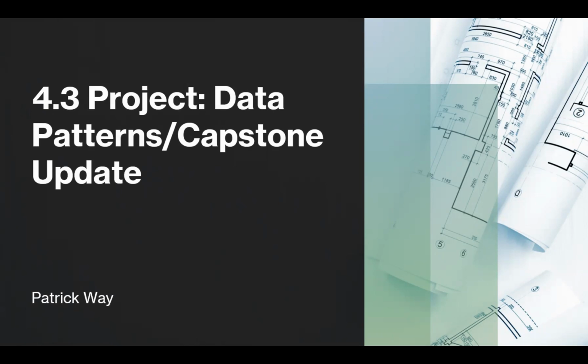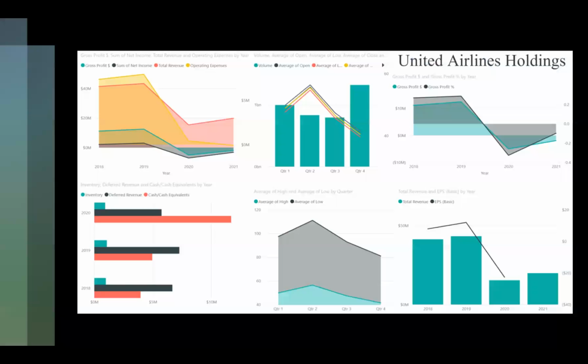This is my presentation on 4.3 data patterns. This presentation will be on United Airlines. This is kind of a dashboard overview of United Airlines financial data paired with some of their stock information by quarter.